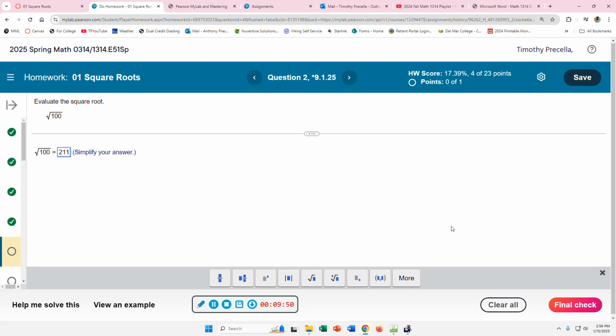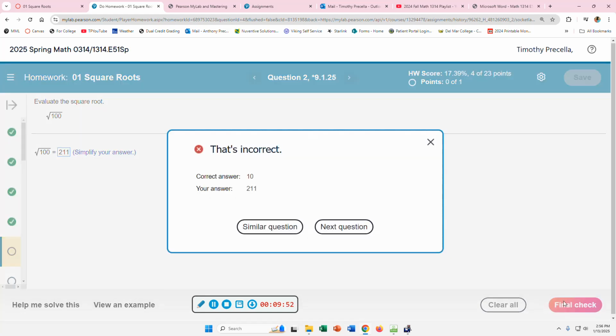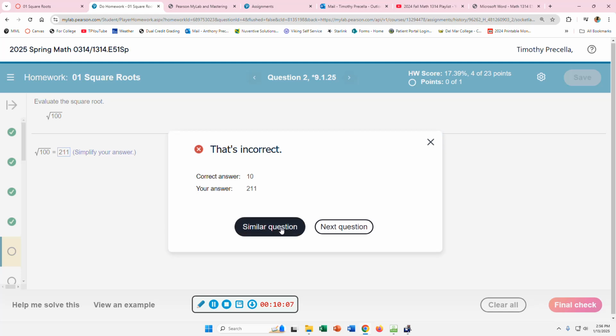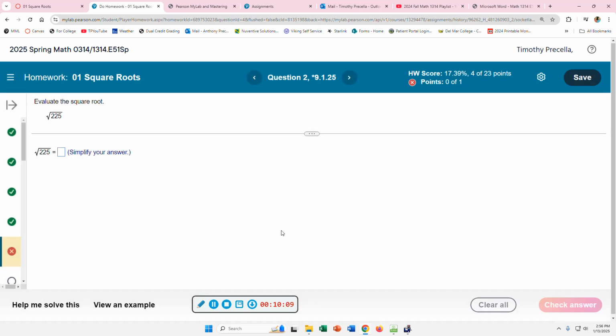If you don't get that answer correct, look at what happens. It tells you the right answer, and you can either move on, which is not recommended, or do a similar question. That's what you do, a similar question. If you don't repeat it and get it correct, you're going to have that number 2 wrong, which means you're not going to be able to make 100 on this assignment. So you should be able to make 100 on every assignment.